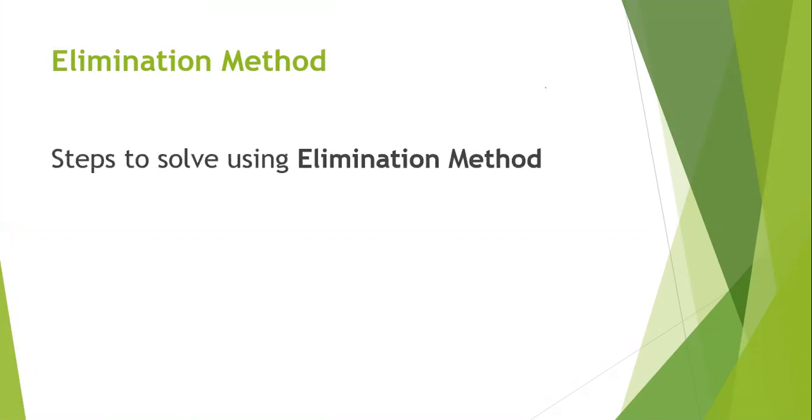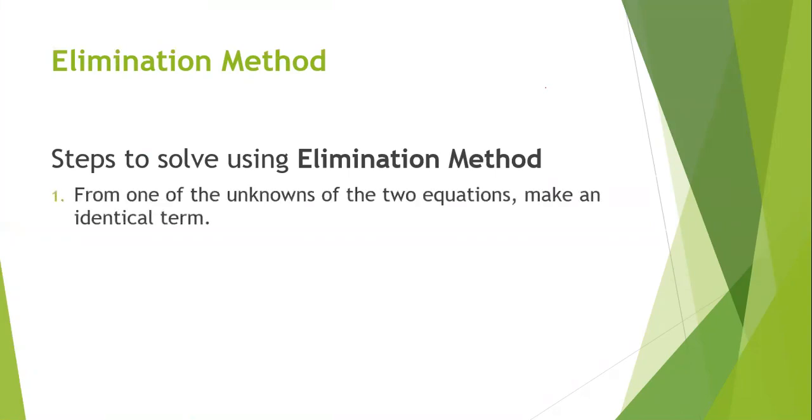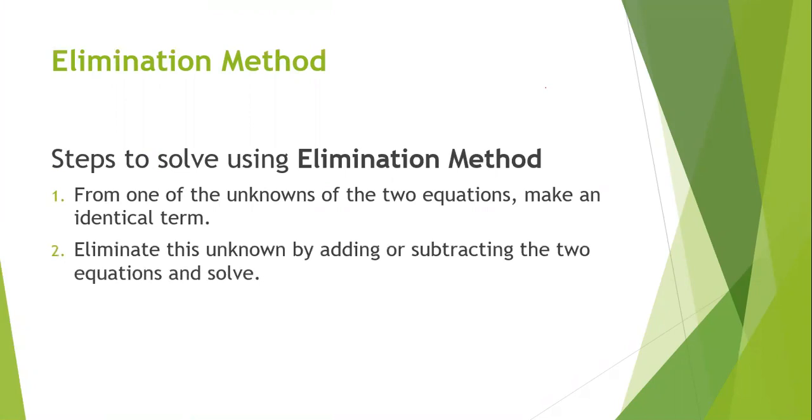To solve using the elimination method, we have to follow all these steps. First step: from one of the unknowns of the two equations, make identical terms. Like if we have a question involving x and y, and we want to eliminate, let's say, x, then we want to make the coefficient of x identical. Then we will eliminate the variable x.